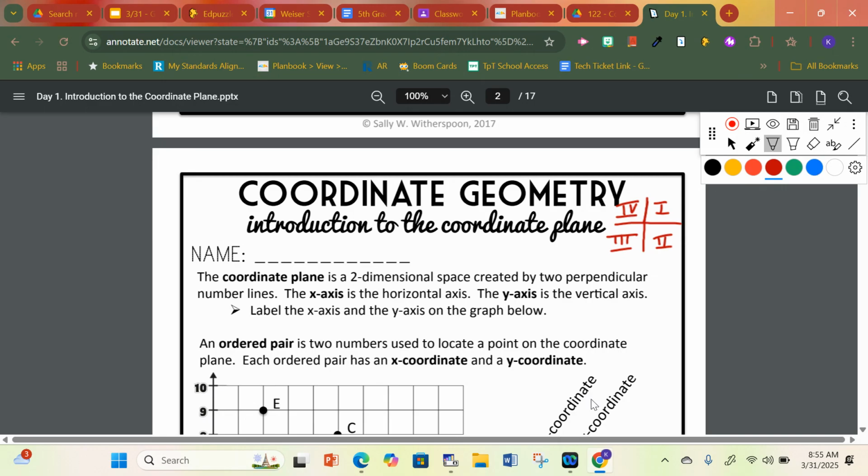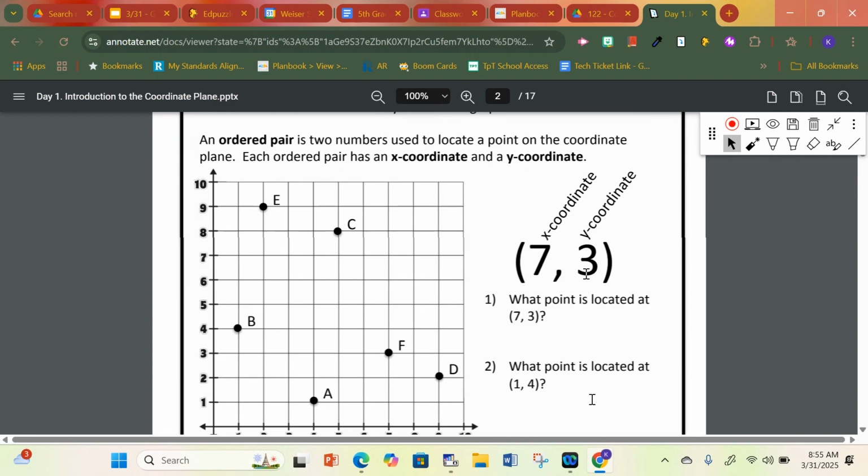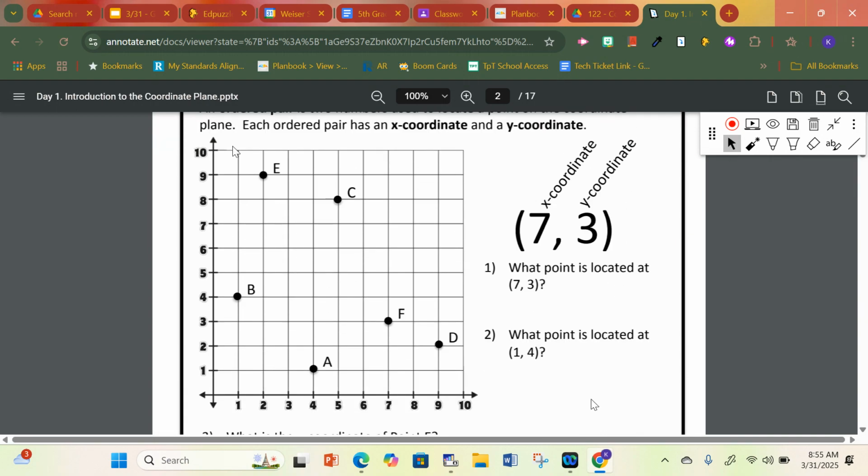In 5th grade, we only talk about the first plane, the first grid, okay? So they're all positive numbers in 5th grade. But when you look at this coordinate plane right here, the grid of it, see these arrows?